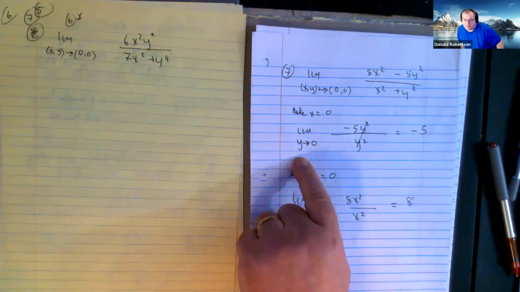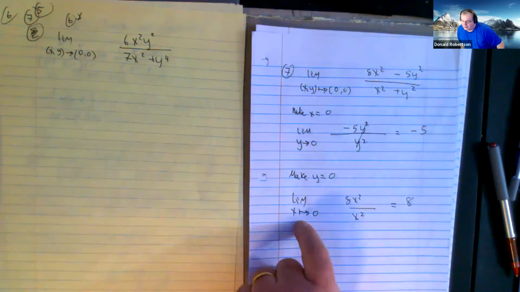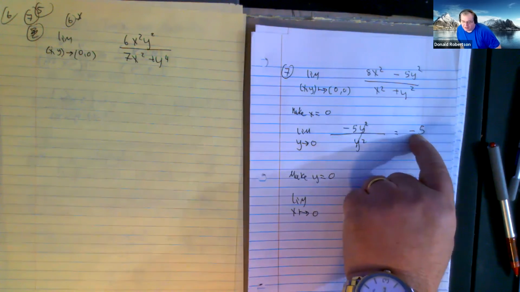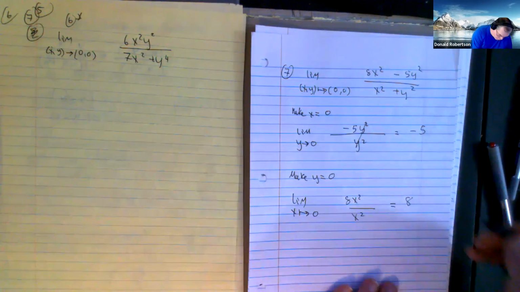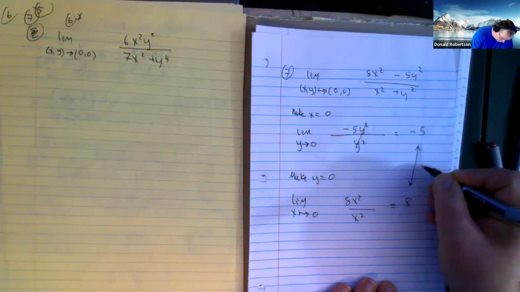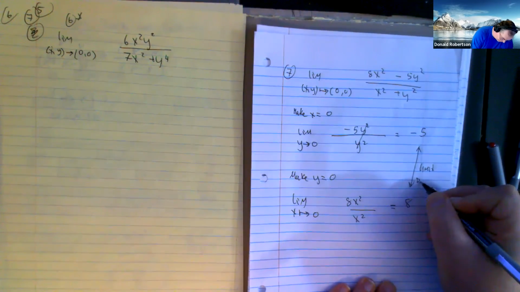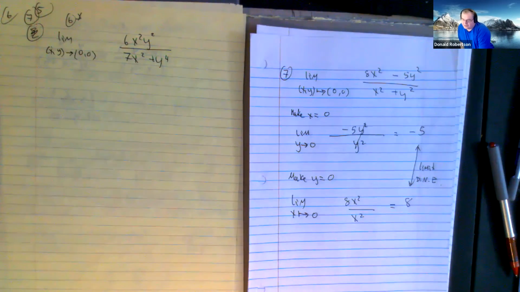Now, since both of them are heading towards 0, can't one of them kind of reach 0 first, which is essentially what I'm doing here. But when one of them reaches 0, the answer is -5. And when the other one reaches 0, the answer is 8. When that happens, the conclusion is that the limit does not exist. Does that make sense? You can't be two numbers at the same time, right?